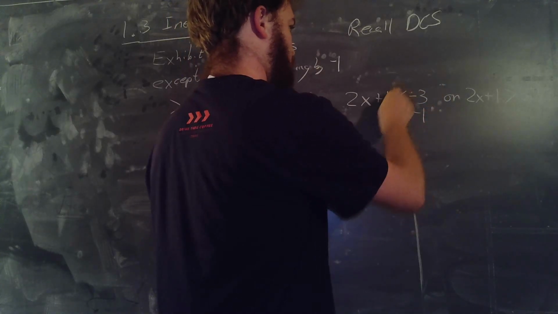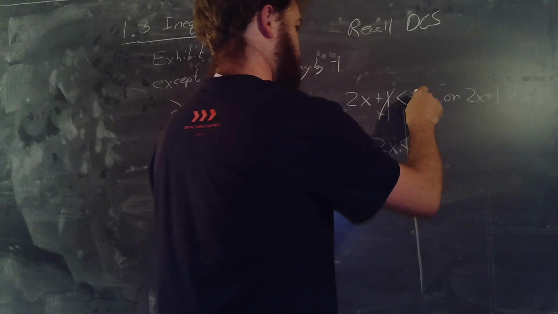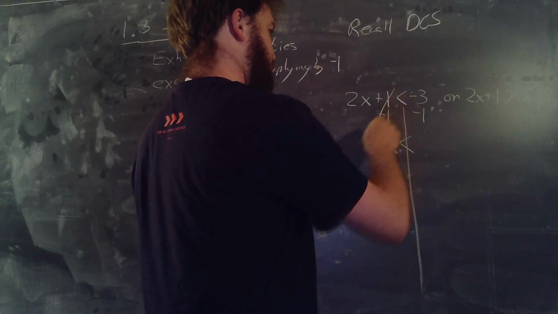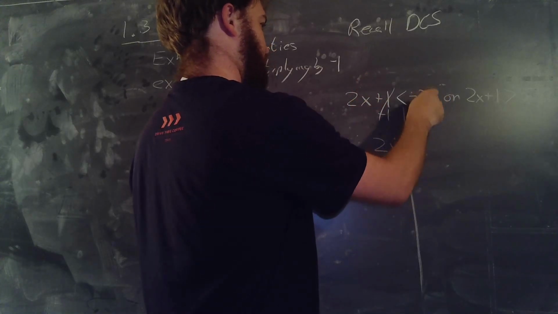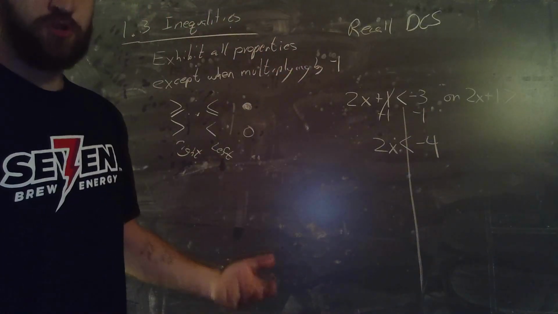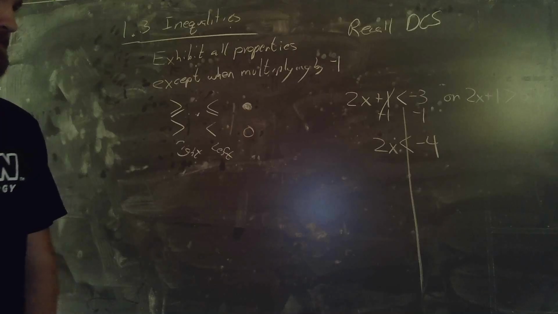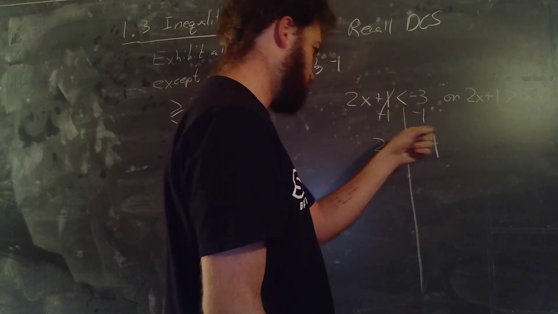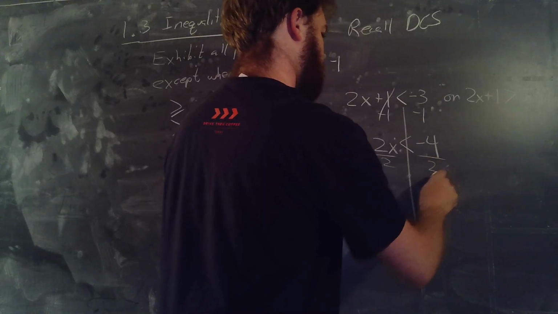Okay, so again, letters to the left, numbers to the right. So if I subtract 1 from both sides, that will have the effect of canceling the 1 off of the left-hand side, leaving me with just 2x, a less than symbol, and -3 minus 1 makes -4. And remember, subtracting 1 does not flip the direction of the inequality. Okay, once I have a number times a variable less, greater, equal to another number, I can just divide both sides by the number in front of the variable.